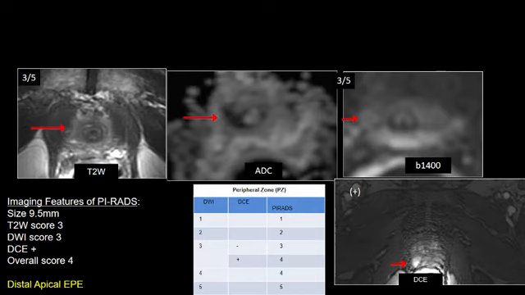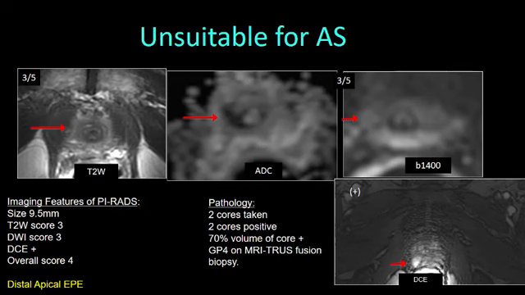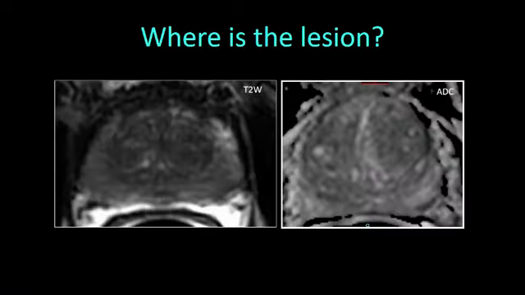This patient actually had distal apical extraprostatic extension. And of course, he had insignificant cancer in the base. That was the reason he was enrolled for active surveillance. And he ended up having his care changed completely. On biopsy, he had Gleason pattern 4, and he was obviously unsuitable for active surveillance. So this is a typical clinical scenario that can make a huge difference in someone's life.